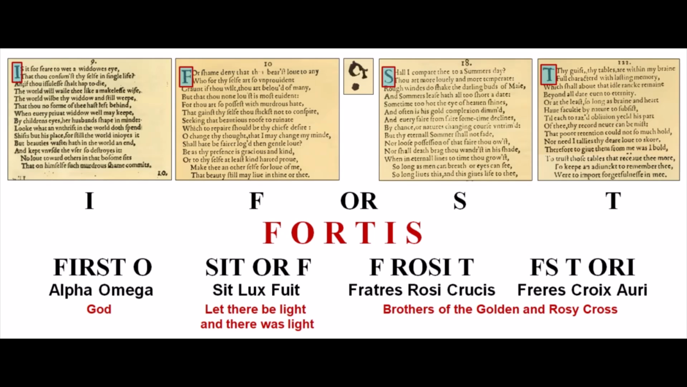I think it's extraordinary how this one word, taken from the first letters of the sonnets and catchword or, printed with dots, is an anagram for God, the Brothers of the Golden and Rosy Cross, and let there be light. We found this message twice now using dots that have been dismissed as printing mistakes, and the third message is found on the only other page that has them.